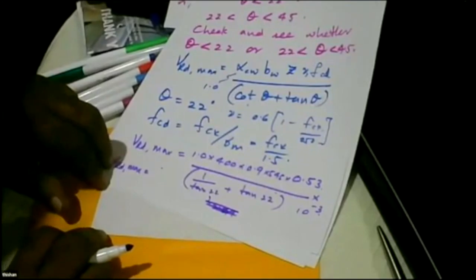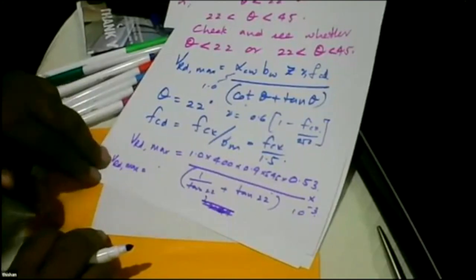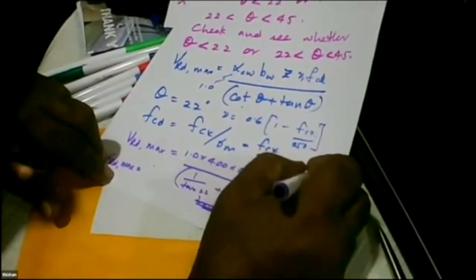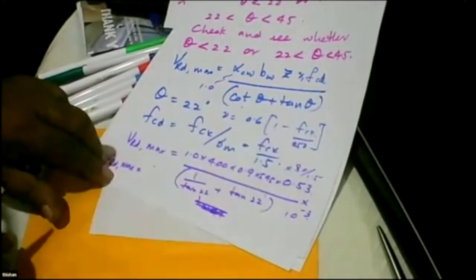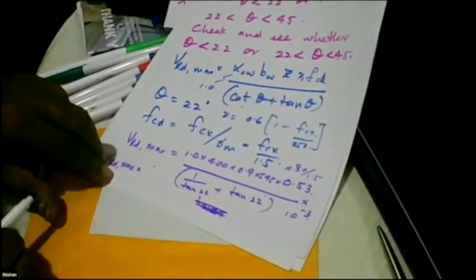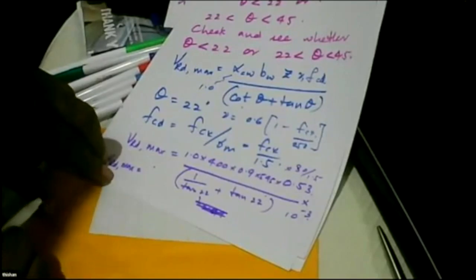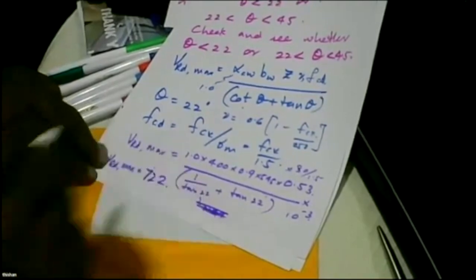Sir, I think you missed FCD. Oh, yes. Multiplied by 30 divided by 1.5. So multiply the whole thing by FCK divided by 1.5. It's missing. Now what is the answer? Multiply by 30 divided by 1.5. I'm sure you are getting 450 or something, or 600. 722, I got. Okay, good. That's the correct answer.